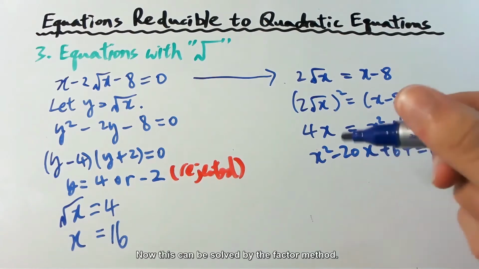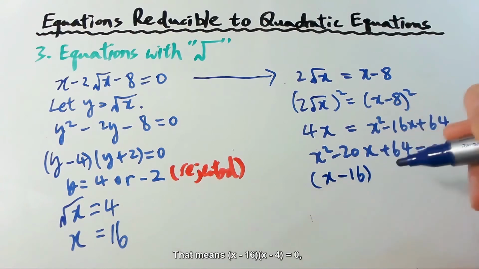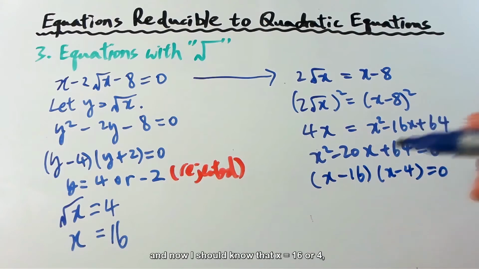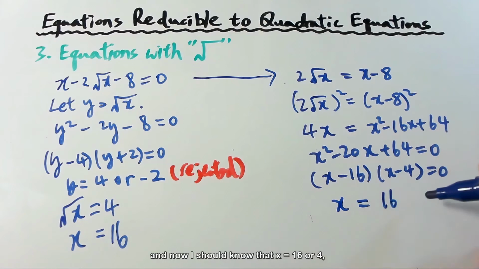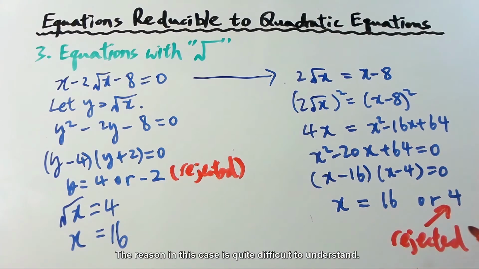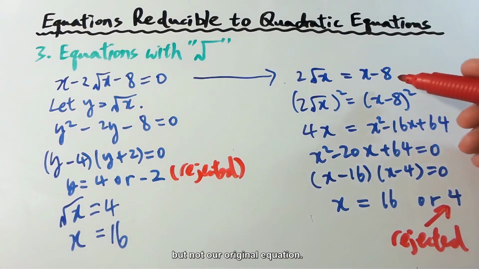Now this can be solved by the factor method. That means x minus 16 times x minus 4 should be equal to 0. And now x can either be 16 or 4. In this situation, we need to reject this number 4. The reason in this case is quite difficult to understand. Here, this number 4 is the root of the equation after squaring, but not of our original equation.